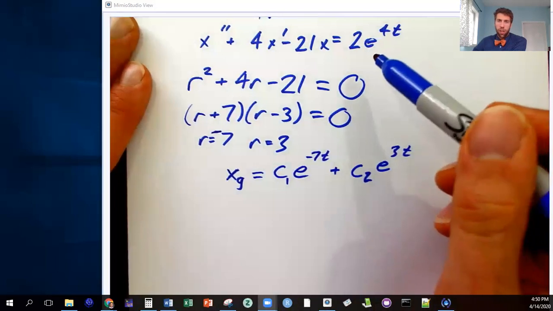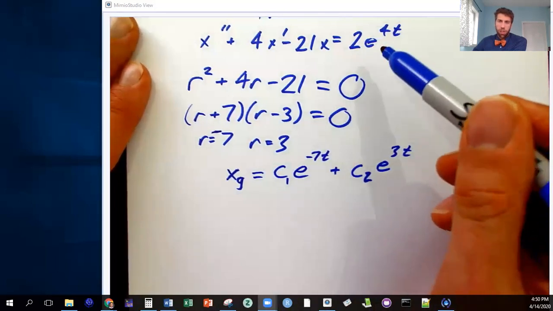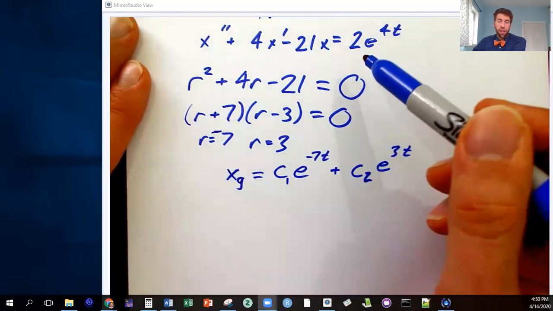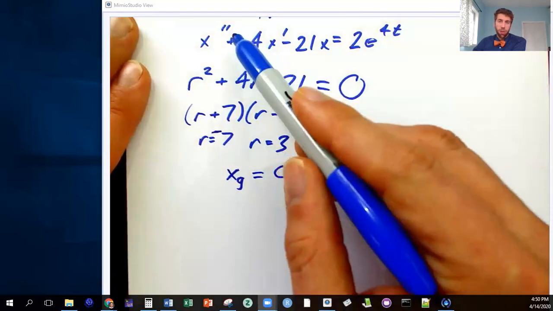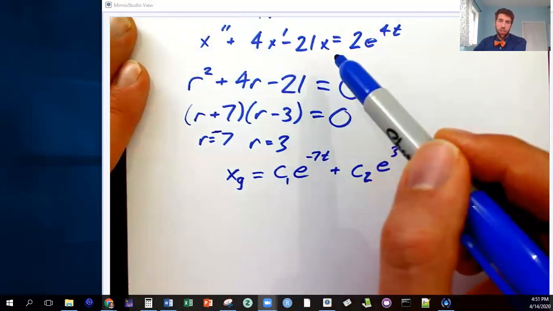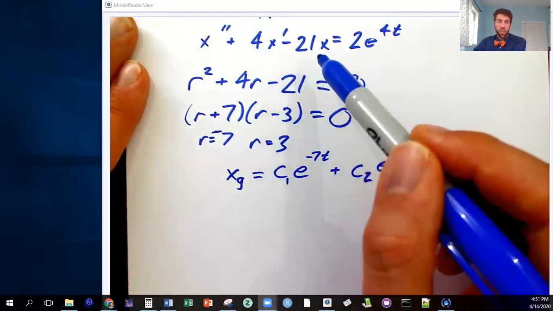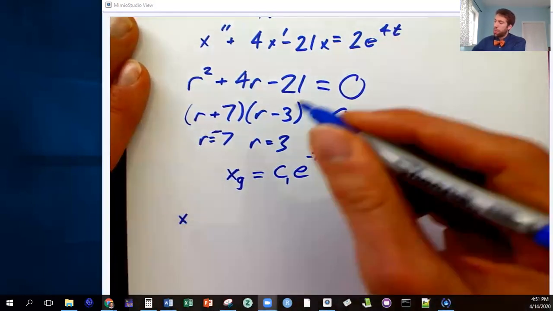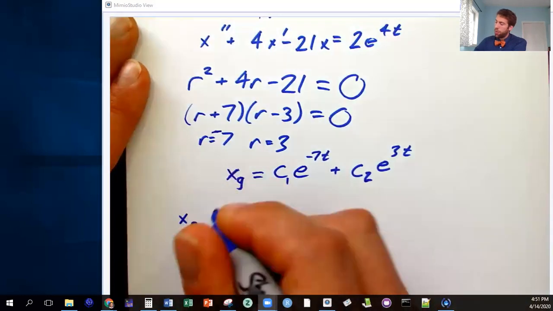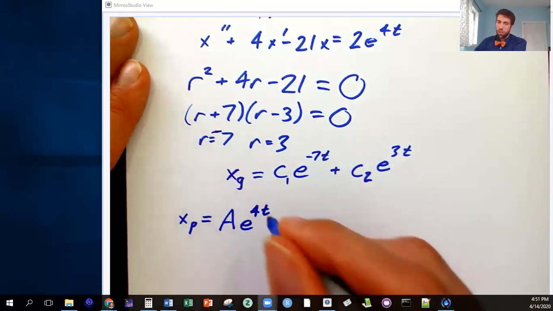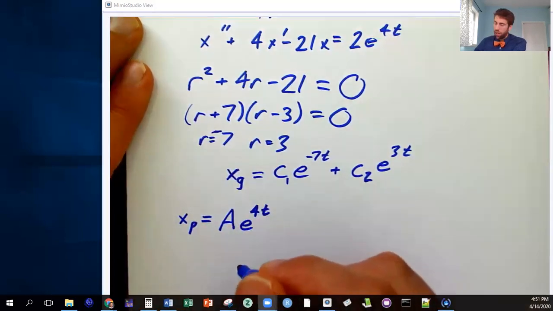Well, right here, you guess based on what's here. So e to the 4t. If you take derivatives of e to the 4t, you get more e to the 4t's. And so if you had some constant times e to the 4t, and you take second derivatives plus 4 times first derivative minus 21 times it, then you would only have constants times e to the 4t. And so when you have something like this, your guess is that the particular solution is some constant times e to the 4t. So my unknown constant is a in this case.